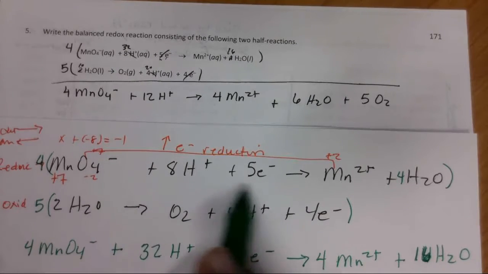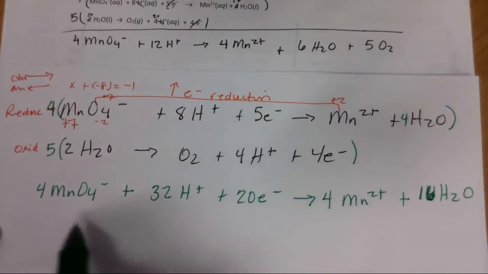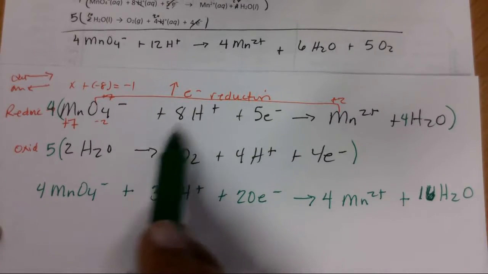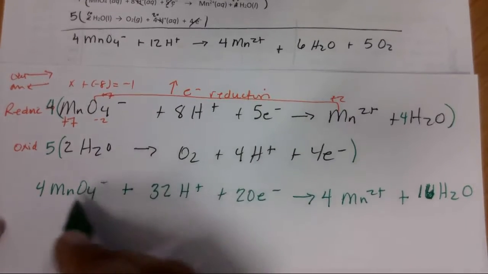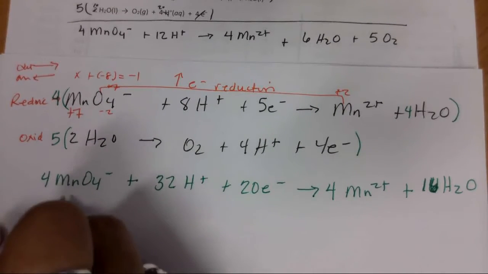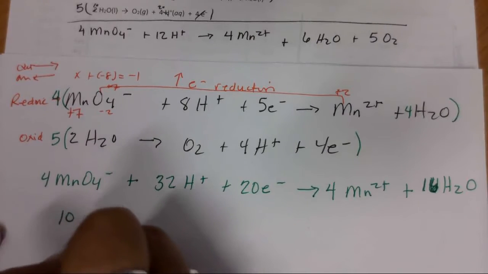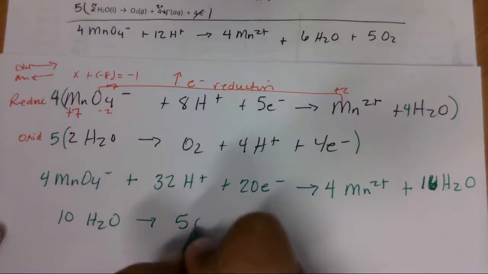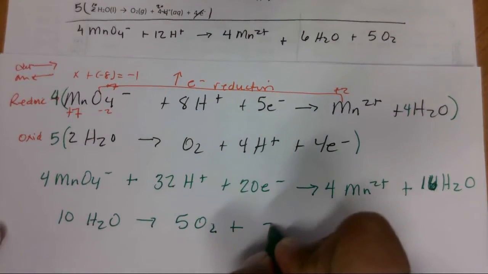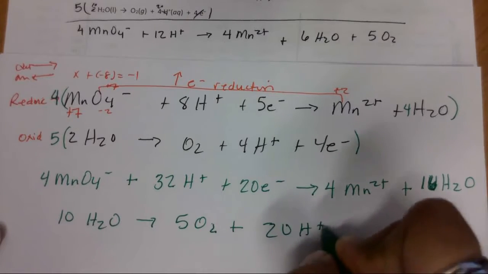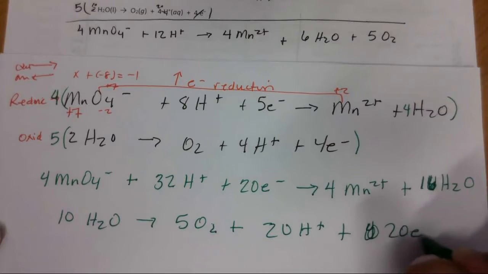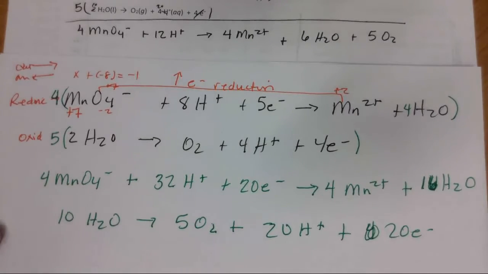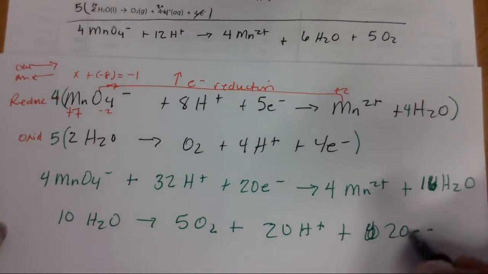Now whatever's on the reactant side here stays on the reactant side as we move down. Right now I'm just multiplying this out and then I'm going to sum them up. But reactants stay on reactants and products stay on products, right? So now I'm going to do this one. So here I've got 10 waters that are going to form 5 O2 plus 20 H plus 20 electrons, okay?